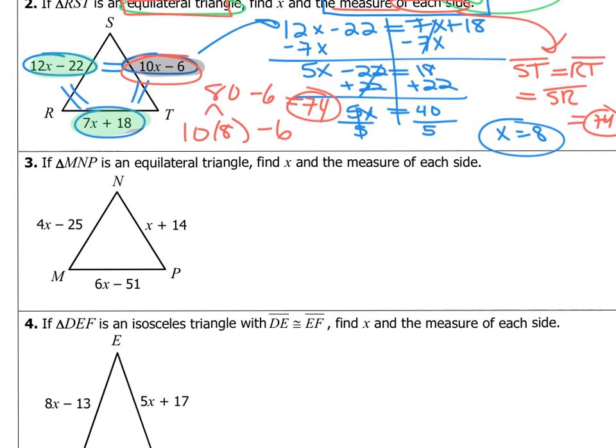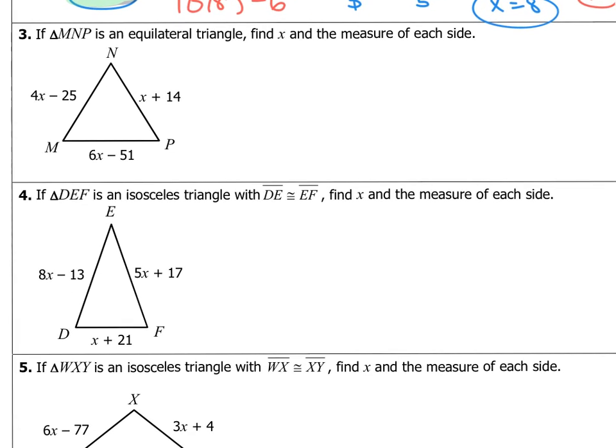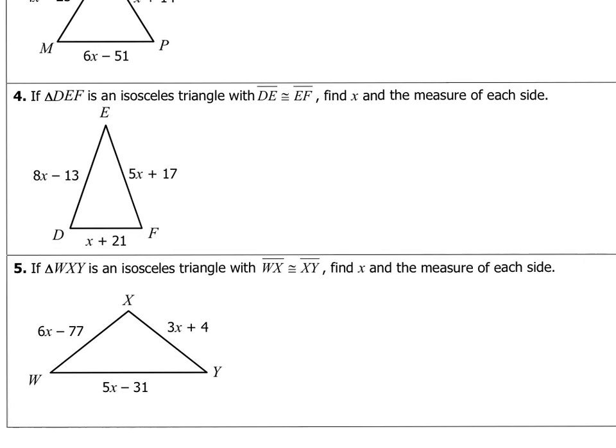Okay, well, why don't you guys give question 4 a try? Let's take a look at question 4. Talking about an isosceles triangle now, so note the difference. Isosceles triangle, so if I know that DE is congruent to EF, that means their base angles are also congruent. All right, so why don't you guys solve for x and then find the measure of each side.